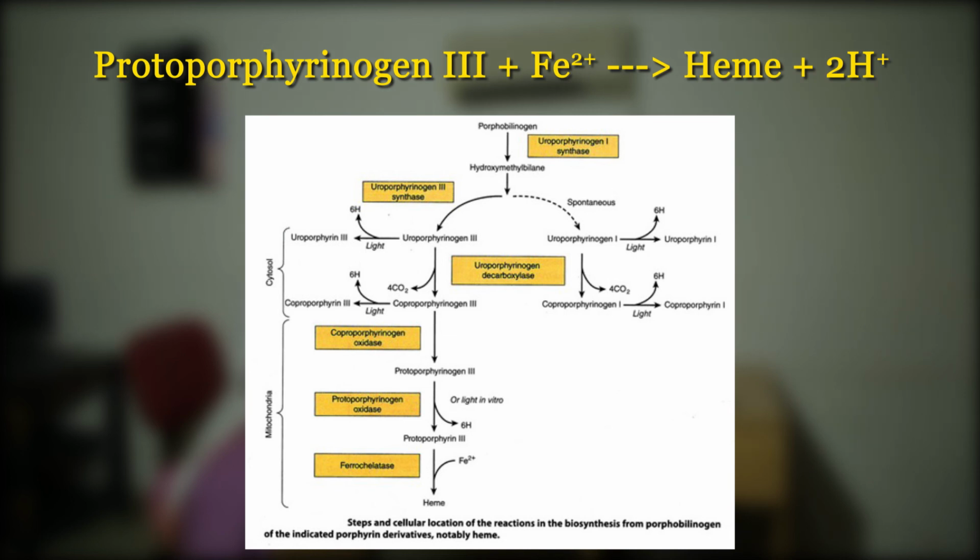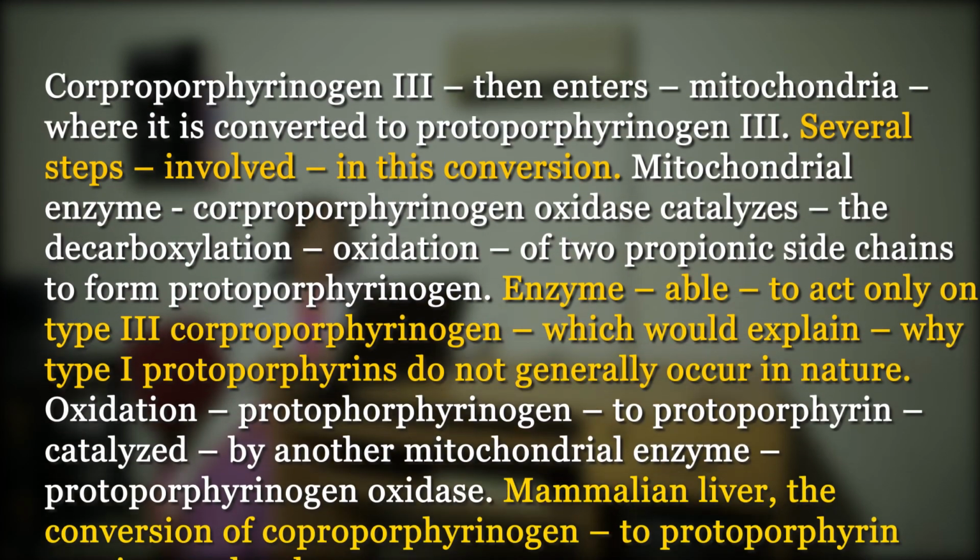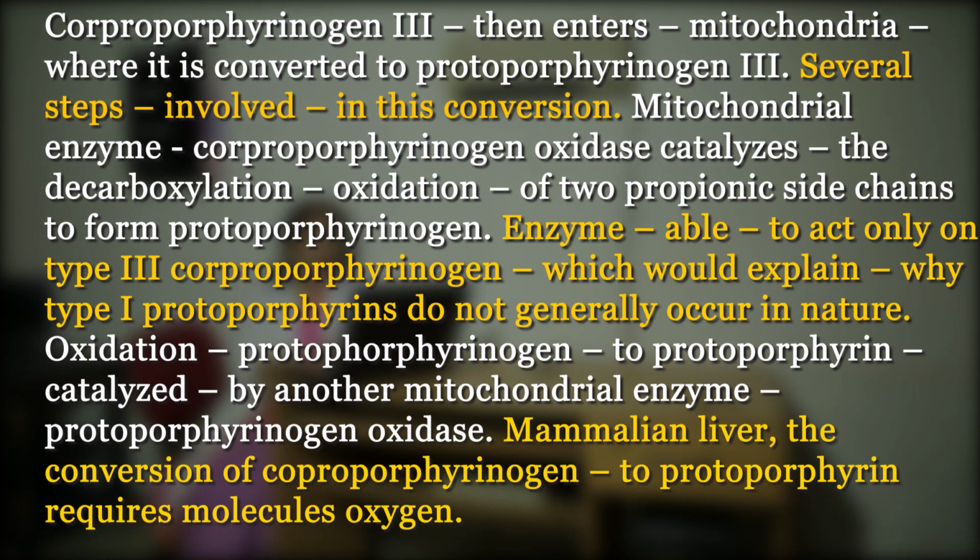So this is the summary of the steps and cellular locations of the reactions in the biosynthesis of heme, the notable porphyrin derivative, from porphobilinogen. This is how the conversion of porphobilinogen to uroporphyrinogen takes place. Linearization of porphobilinogen is catalyzed by hydroxymethylbilane synthase, also called uroporphyrinogen I synthase or porphobilinogen deaminase. Coproporphyrinogen III then enters the mitochondria, where it is converted to protoporphyrin III. Several steps are involved in this conversion.